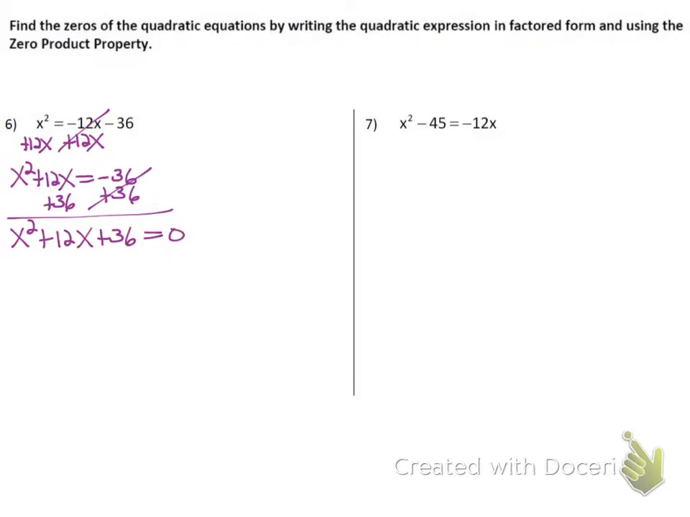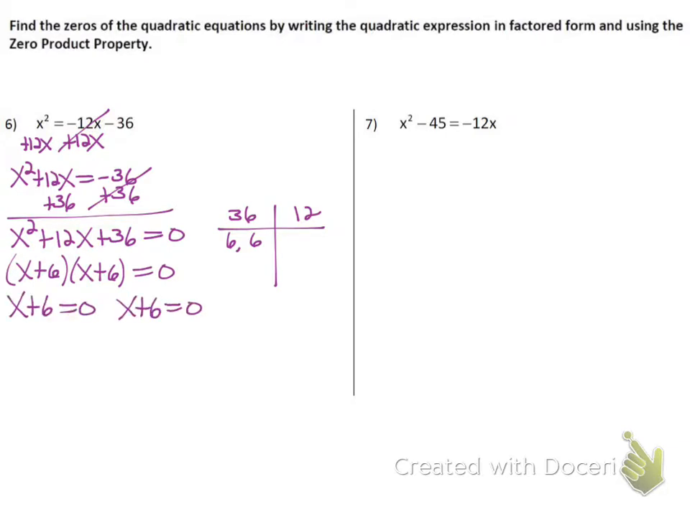Now we have 0 on one side, so that's our first step to factor. Then we need to go ahead and solve, set equal to 0. Next, we need to factor the left-hand side. So when we do that, we get a t-chart of 36 and 12. What 2 numbers multiply to 36 and add to 12? That's 6 and 6.